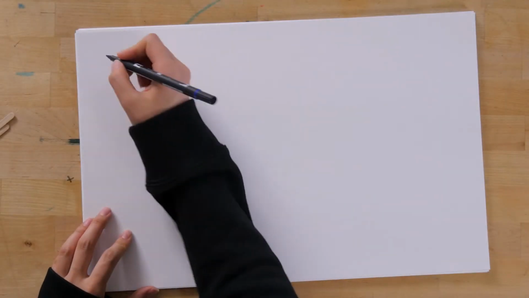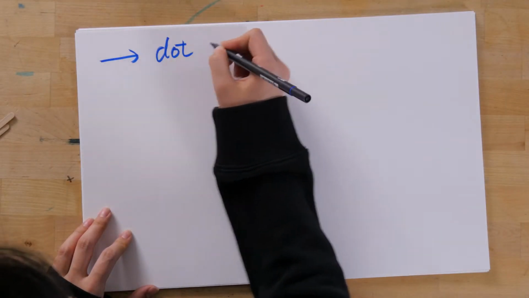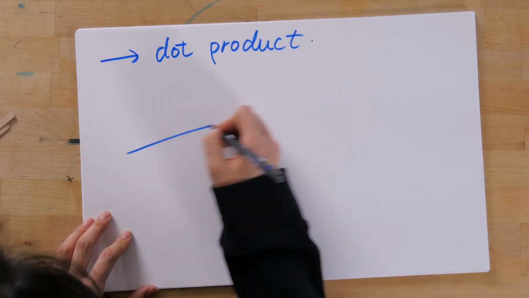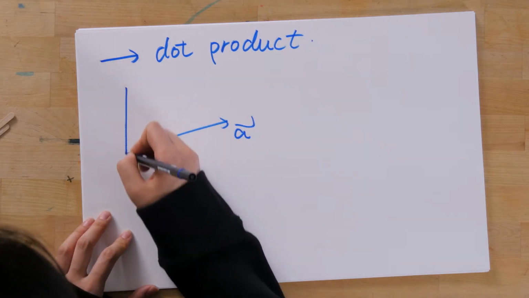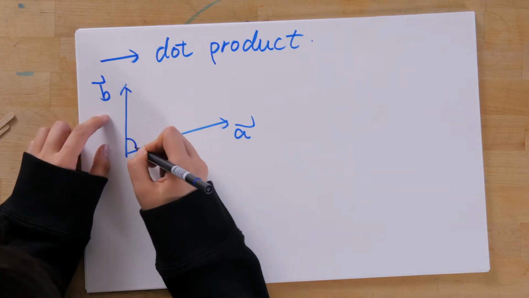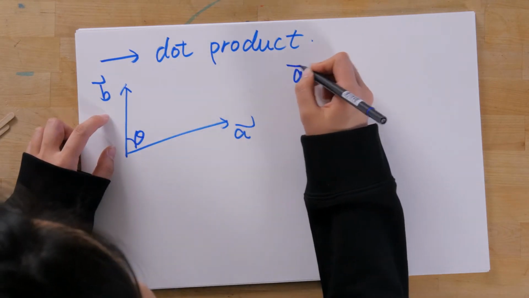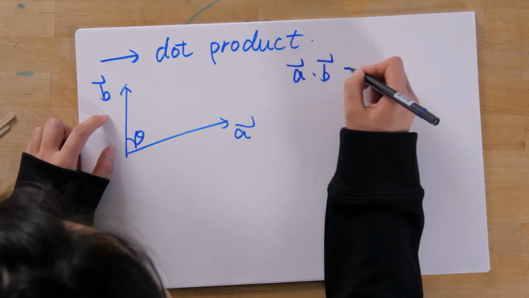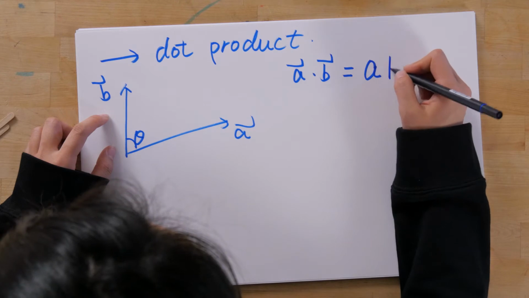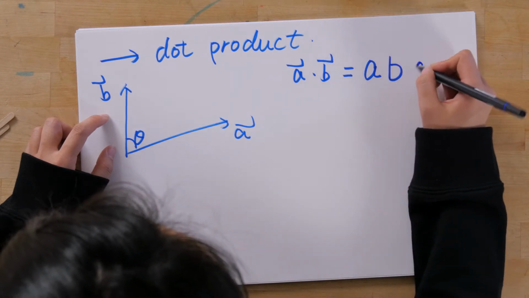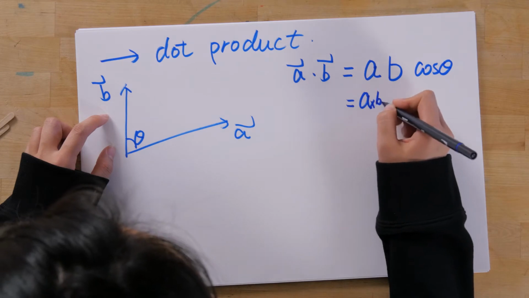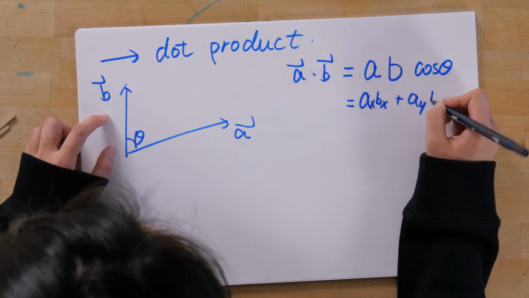Today we're going to talk about the dot product. For example, we have vector A and vector B. The angle between those two vectors is theta. Vector A dot vector B equals the magnitude of vector A times the magnitude of vector B times cosine theta. It also equals AxBx plus AyBy.